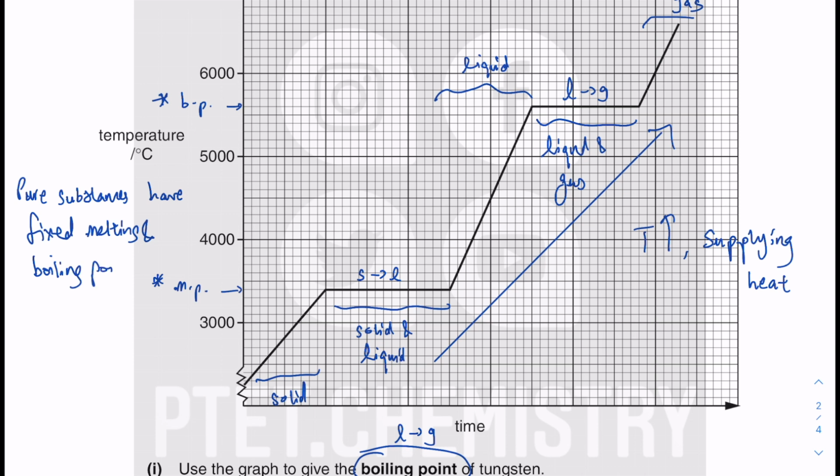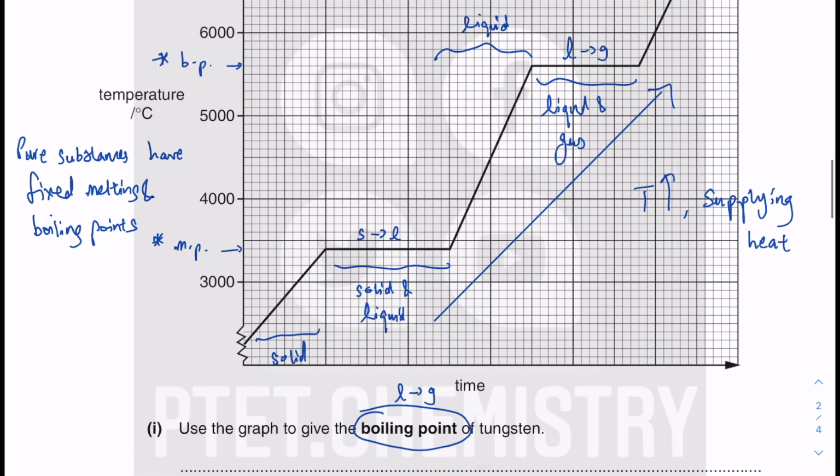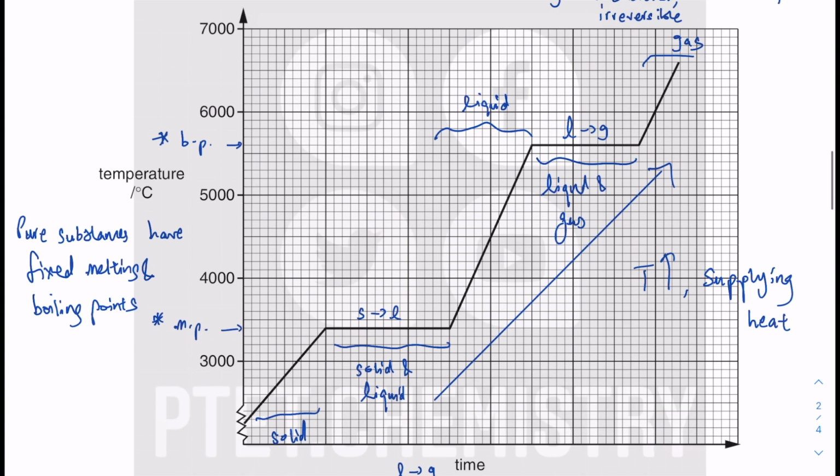If you have an impure substance, then their melting and boiling point would be over a range of temperature. It might not be a horizontal line, it might slightly go up a little bit, or well, it's over a range. That means it's not a fixed value. The boiling point is when the liquid turns to a gas.